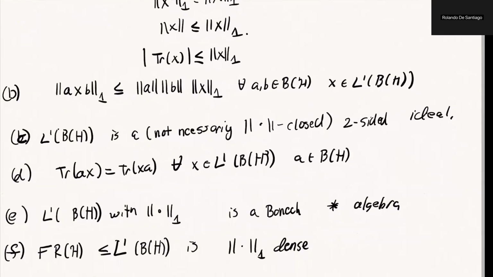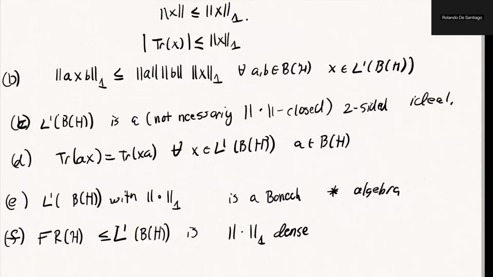Now, L1 of B(H) with the 1 norm is a complete normed star algebra. So with this norm, it is a Banach space. It is an algebra because it is a two-sided ideal, so the product of elements in L1 of B(H) will again be in L1 of B(H). On top of that, I know examples of elements which are in there. For example, the finite rank elements not only live inside of the trace class operators, but they're also norm 1 dense.